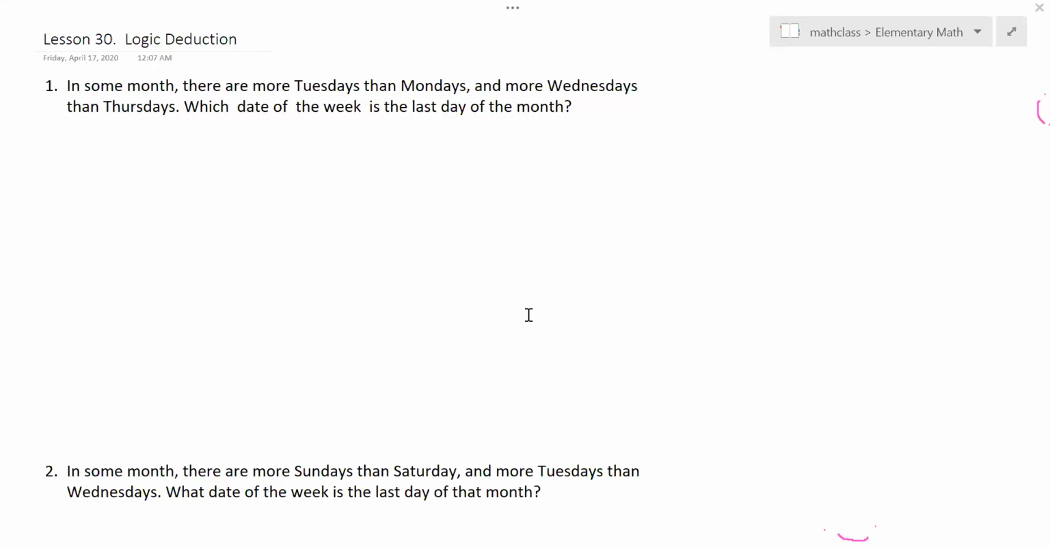Of course, you have to do some analysis. In some months, there are more Tuesdays than Mondays, and more Wednesdays than Thursdays. Which day of the week is the last day of the month? Maybe Monday, maybe Wednesday, maybe Friday, okay? So before you solve this problem, you think about how many days in 1 month first. Make some analysis, okay?